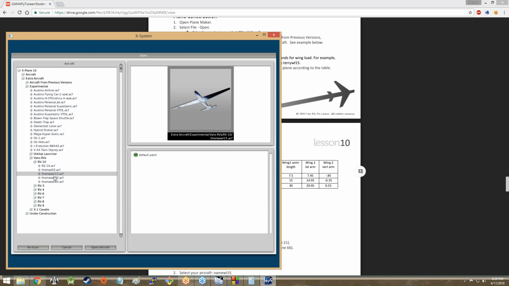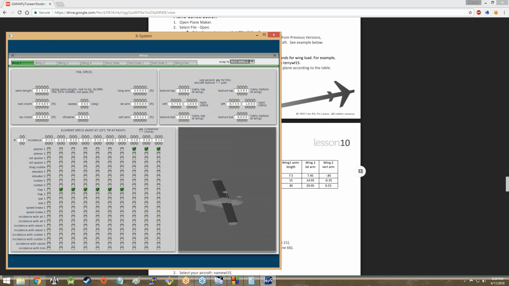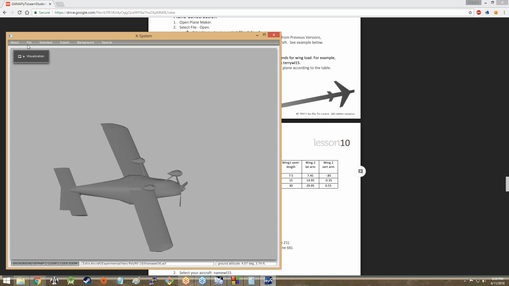And then open up 30. Do the same thing. Wing 1 semi-length is going to be 15.00. Wing 2 lateral arm is 14.95, and vertical arm is -3.5. Boom, done. Save.